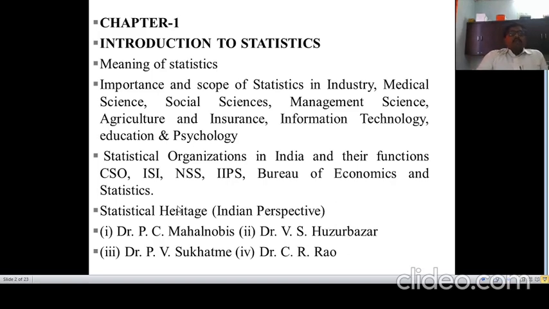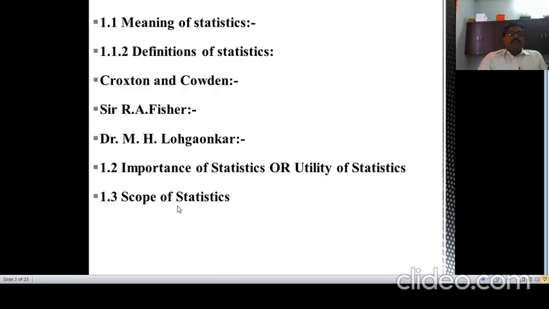There are various statistical organizations in India, and there are statistical heritage in Indian perspective. First scientist is Dr. P.C. Mahalanobis, second V.S. Huzurbazar, Dr. P.V. Sukhatme, and Dr. C.R. Rao. Now, first point is meaning of statistics.